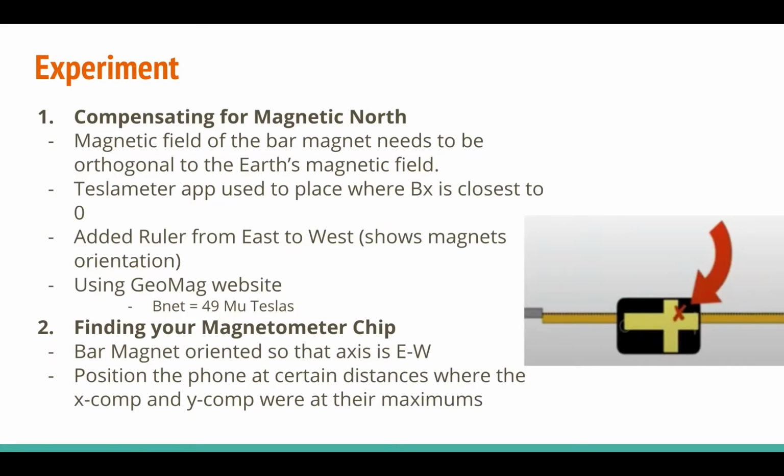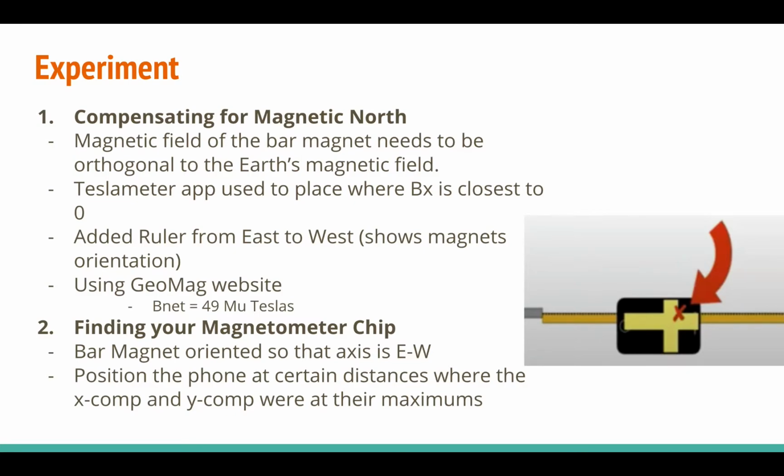I began the process to complete this experiment by compensating for magnetic north. The magnetic field of the bar magnet needed to be orthogonal due to the Earth's magnetic field. I aligned my phone with north using the Teslameter app, showing that the x component needed to be equal to 0. I lined a ruler along the bottom of my phone to measure east and west. Using GeoMag in this location, I found that the B net was 49 microteslas.